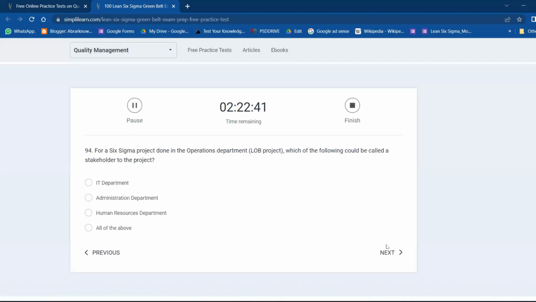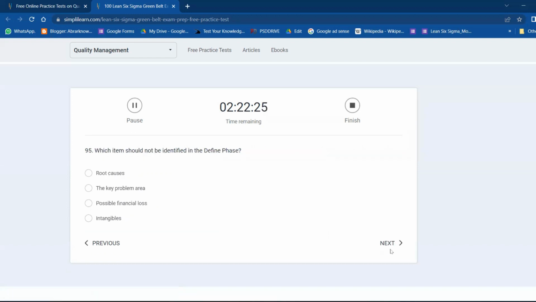And for a Six Sigma project done in the operations department, which of the following could be called a stakeholder to the project? IT, administrative, human resources, we can use it for all. Which item should not be identified in the define phase? Root causes. In the define phase, we should not tell the root causes, we should only tell the problem. Why should we not tell it? And the distribution that follows the principle of exponential distribution is Poisson distribution.